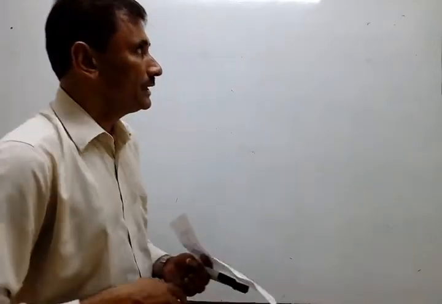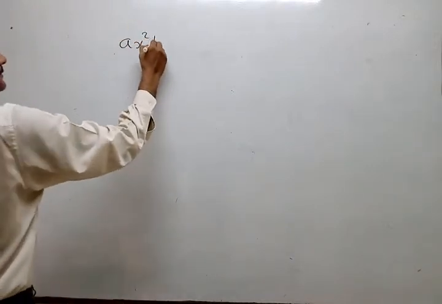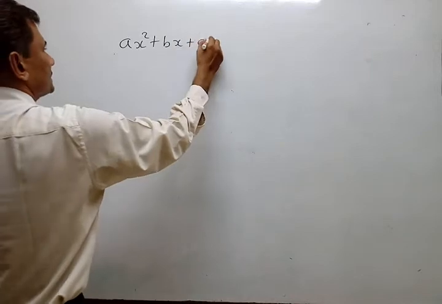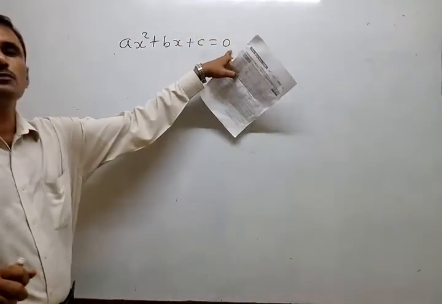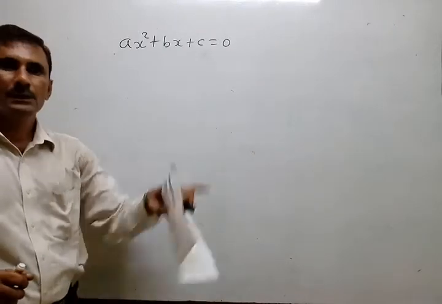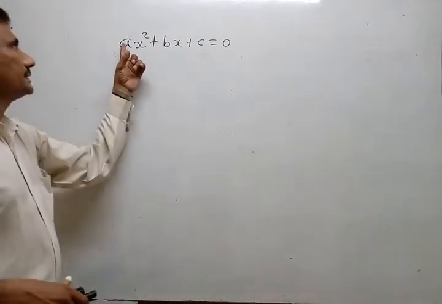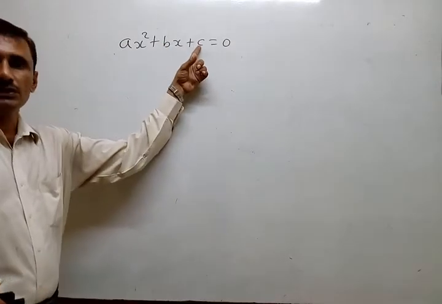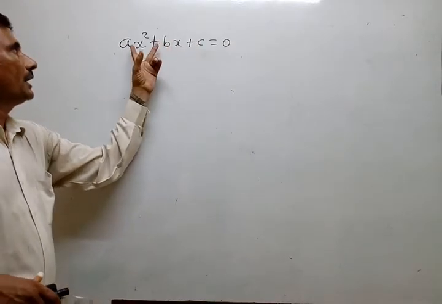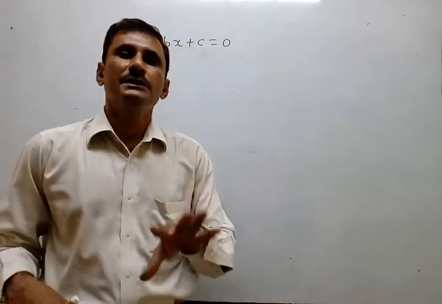Now, look at the standard form of quadratic equation. This is standard form of quadratic equation. Equation means something should be there at right side. Okay. Then what will be A, B, C? A is the coefficient of x square, B is the coefficient of x, and C is constant term. And A, B, C can be positive number, negative number, fraction, integer, any number.